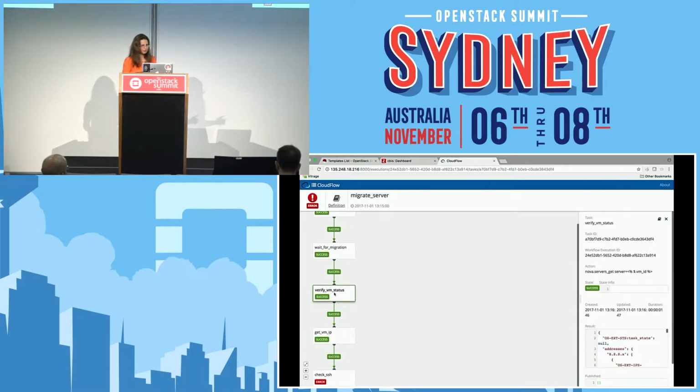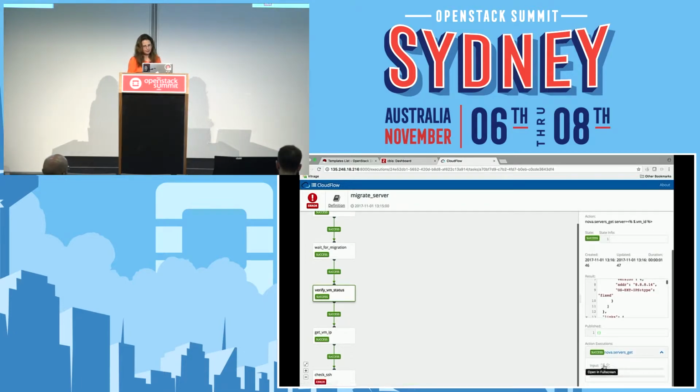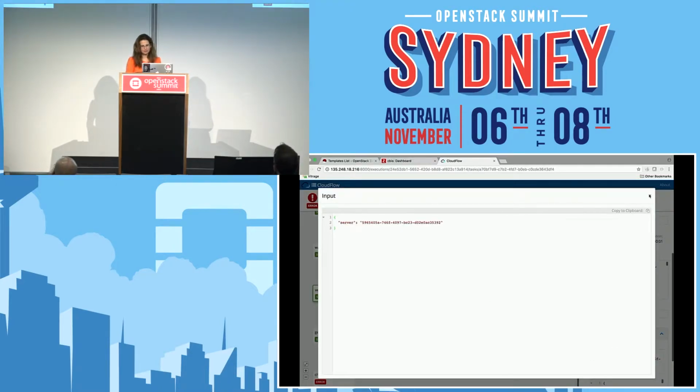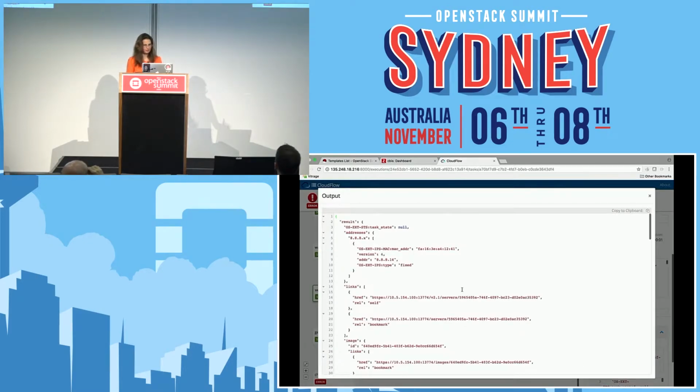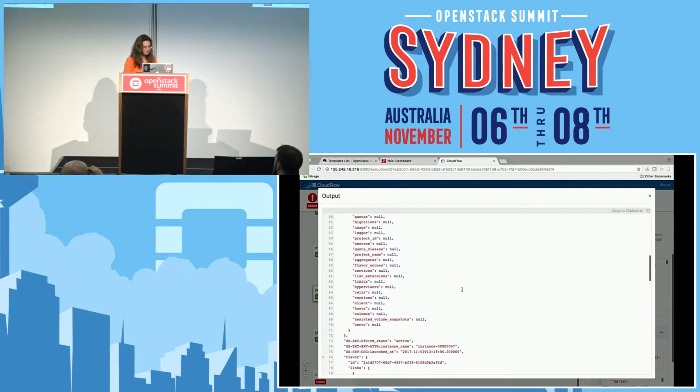And once this is finished, we would like to make sure that the status is active and not error. So this is the next task. It checks again, the input is the same VM as before, and the output is that it gets information from Nova about the server and verifies that the state is active. OK, so this is the output, and you will see that the state is active, so the task succeeded.